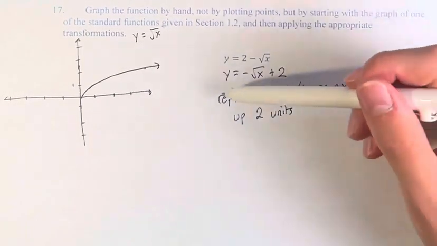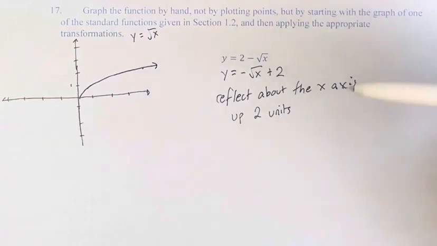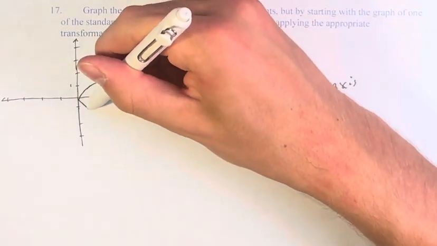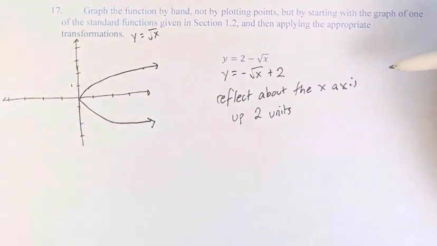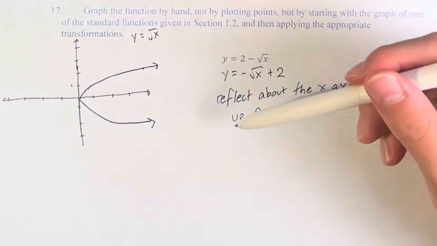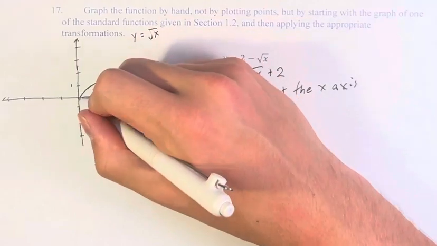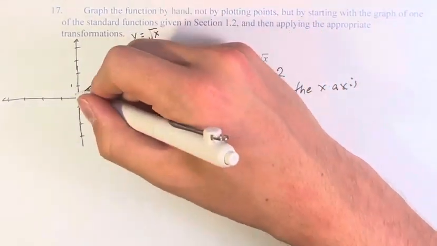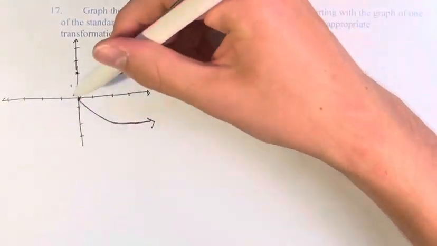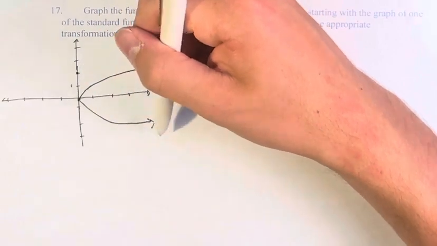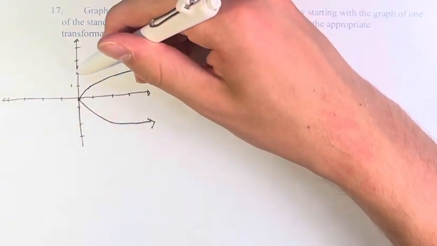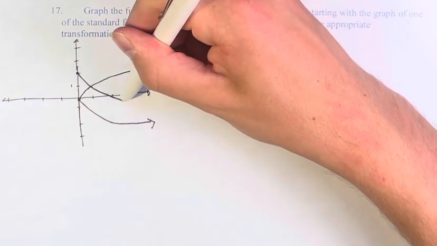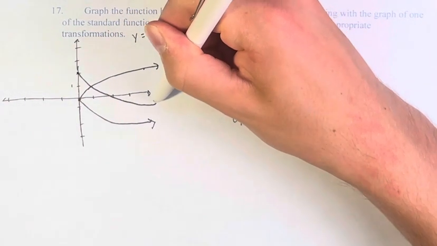So first we do the reflection. All we're doing is mirroring it about the x-axis, and then up 2 units. We can start with this point right here at the origin, move it up 2 units, and then not worrying super carefully about all of these points because we're not plotting points, just get the general shape so it runs parallel to the other one. It's just 2 units higher.